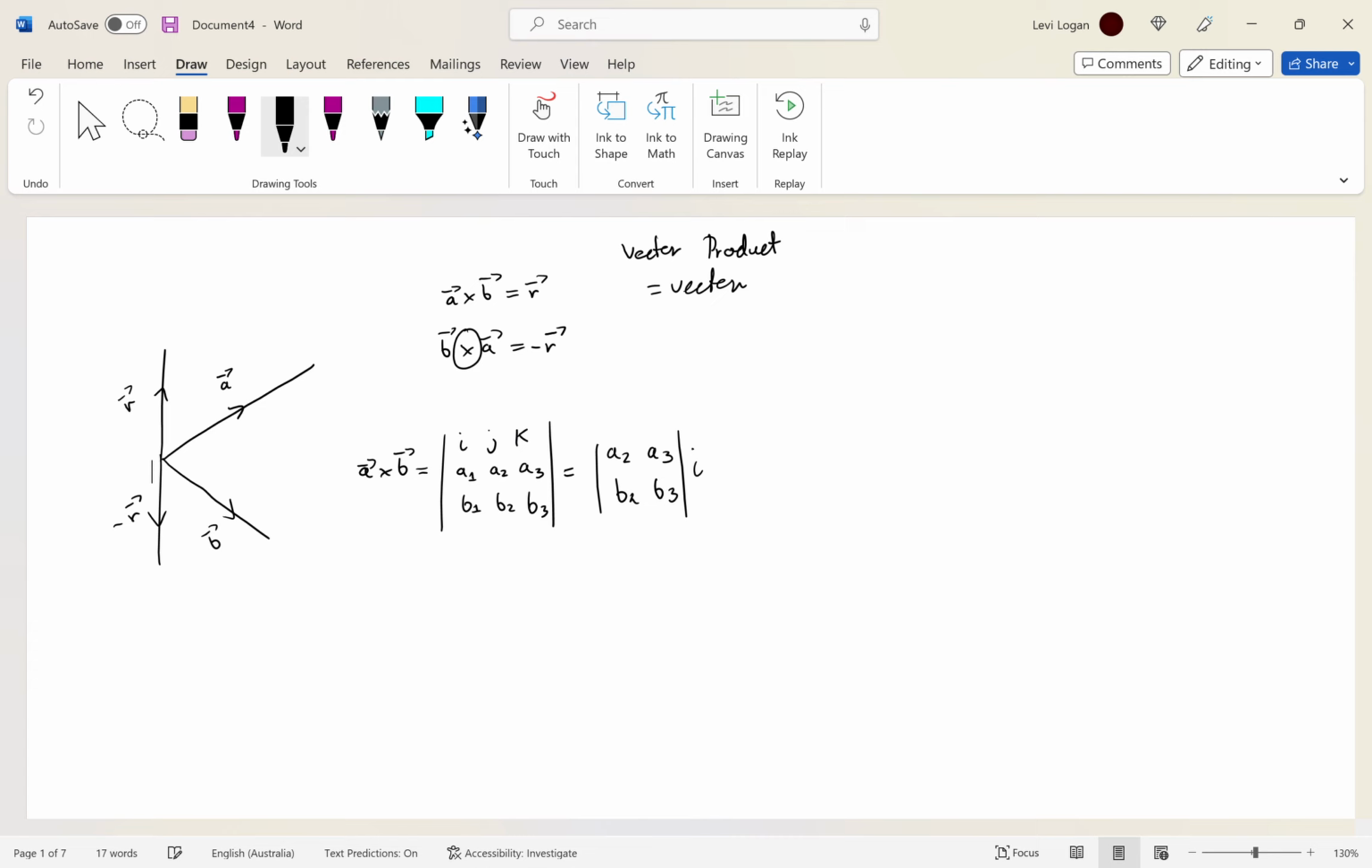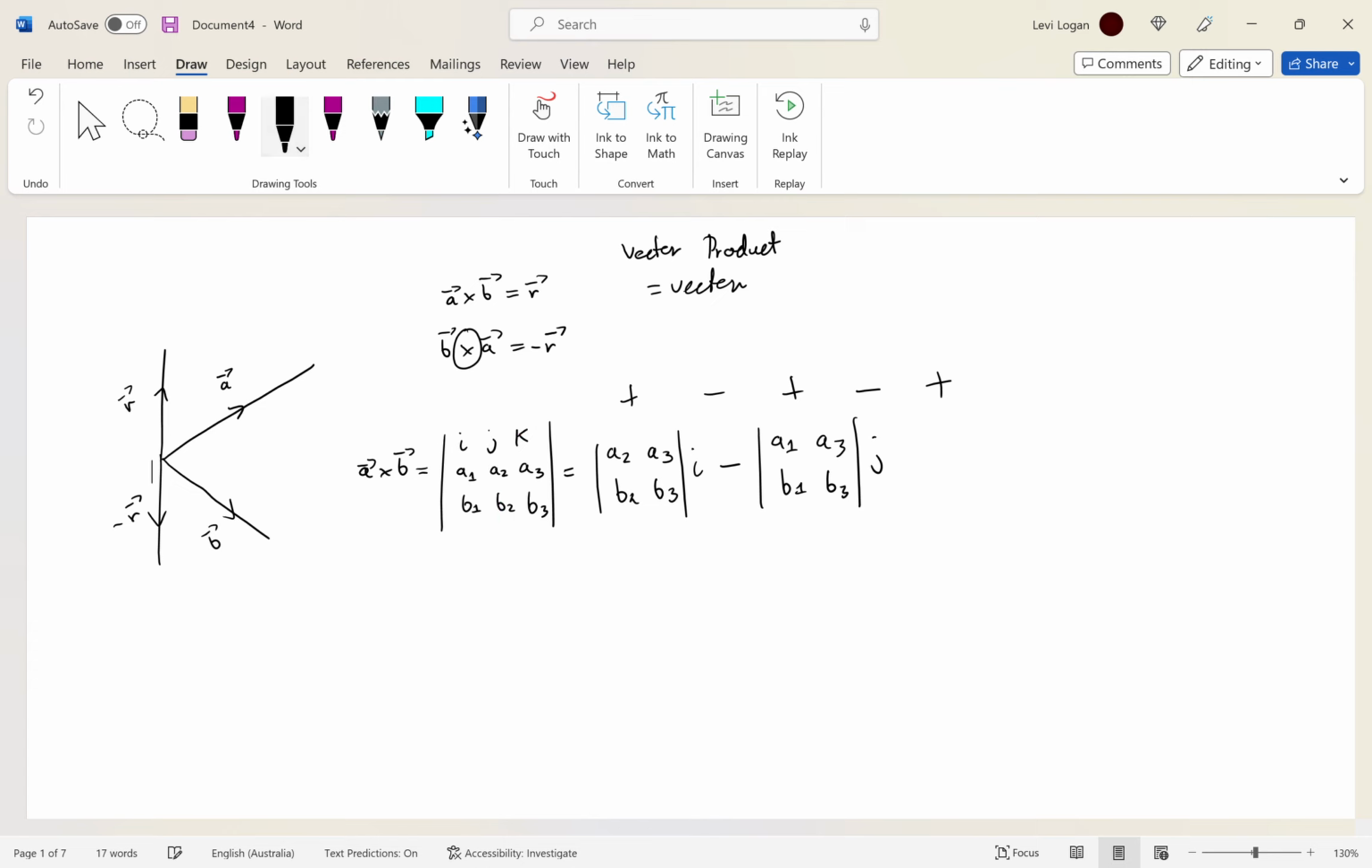Now we have to find the j component. We're going to do the exact same thing: cross out the j column and the top row. Now we find the determinant of this 2 by 2 matrix. When finding a determinant, you generally have this sign pattern: plus, minus, plus. So now we're going to have a minus here, and the determinant of this matrix, A1, A3, B1, B3, and that's j.